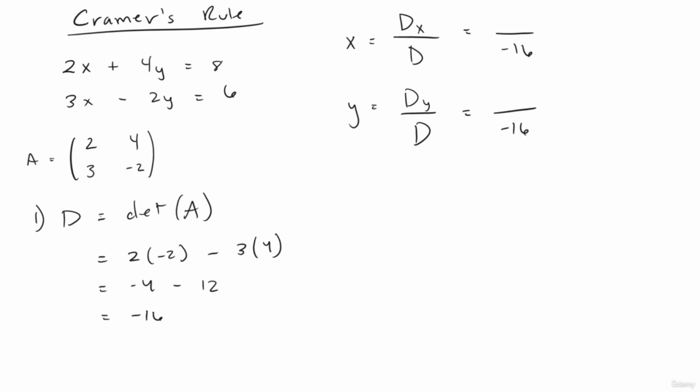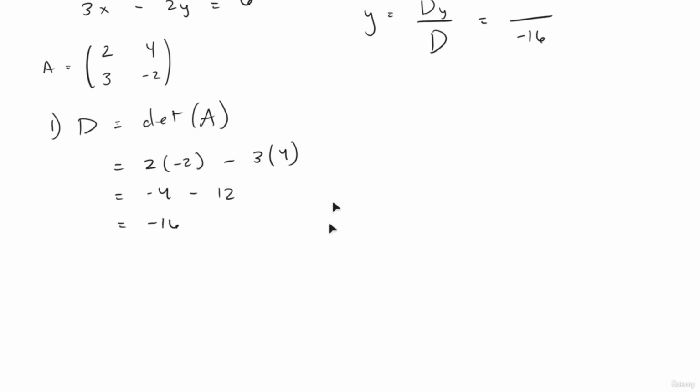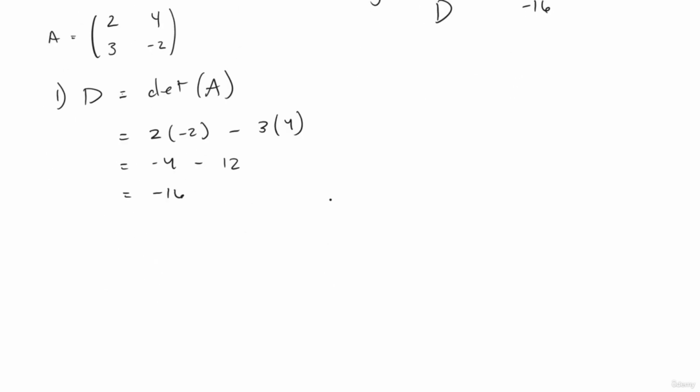Alrighty, and then let's solve for dx and dy. So our solutions, we're supposed to have these equations equal 8 and 6. They're not our solutions. It's what these equations are supposed to equal. But we're going to plug them in for the x column. So put 8 and 6 here, and then keep y the same. And let's solve for the determinant of this matrix.